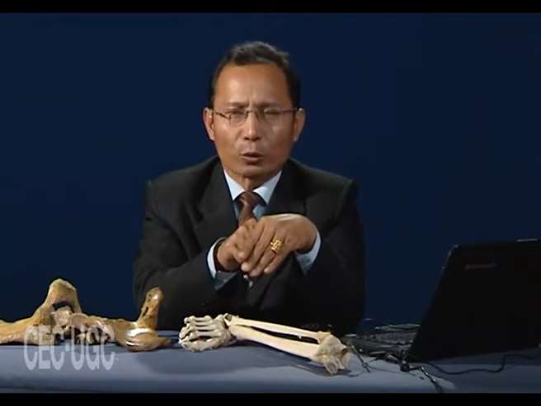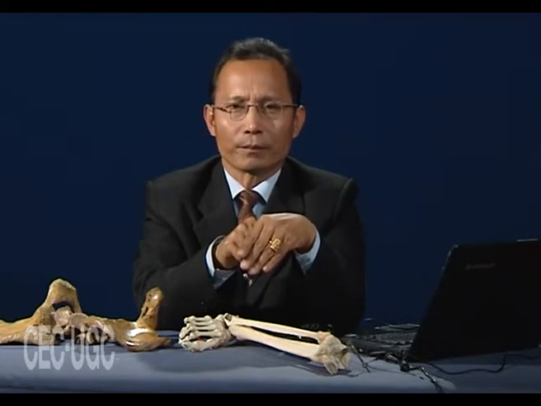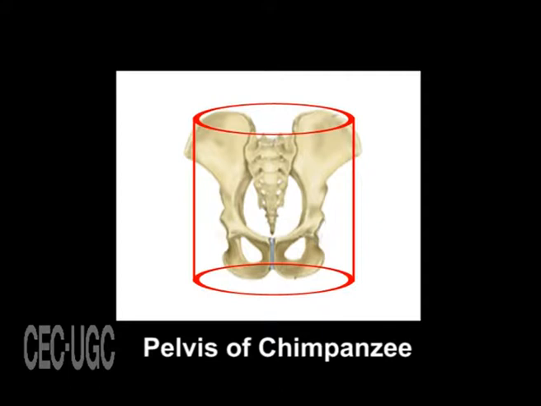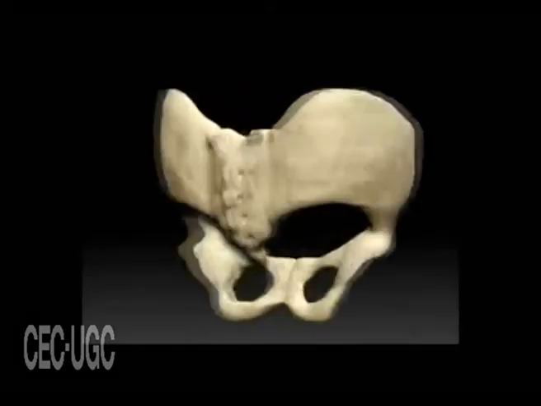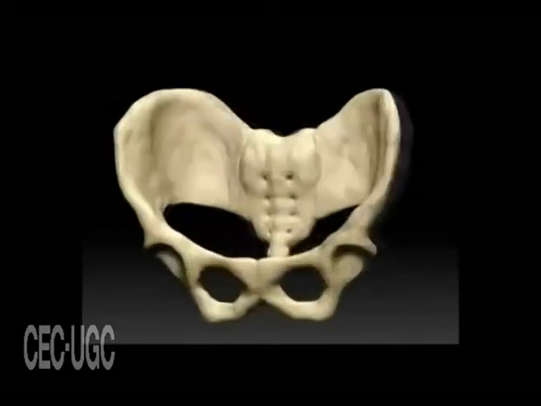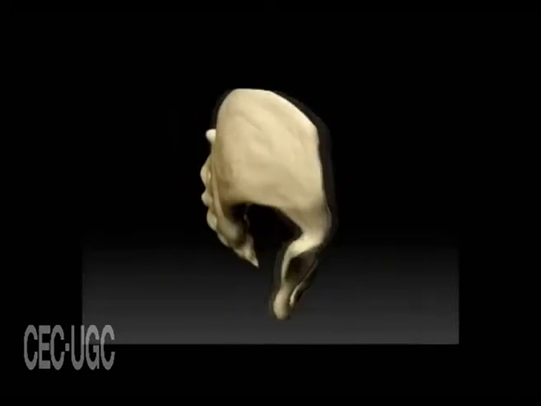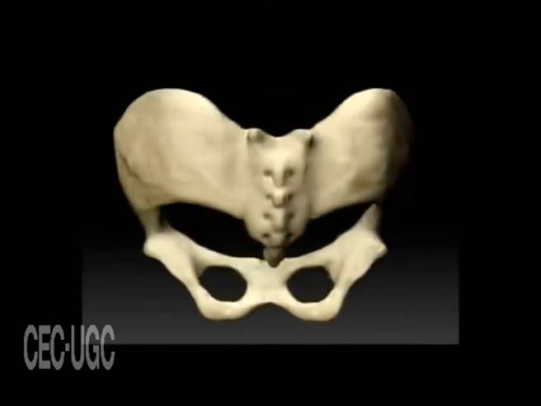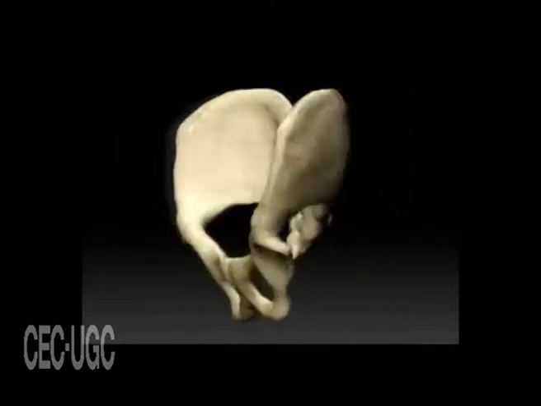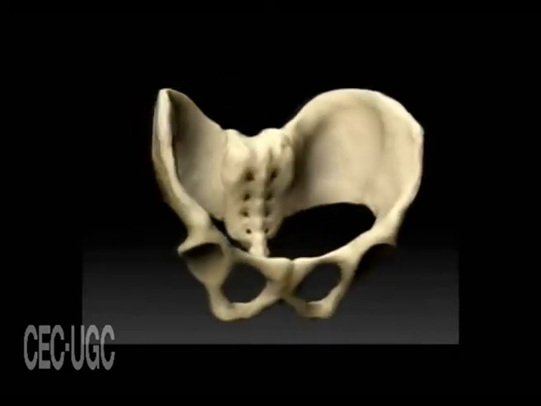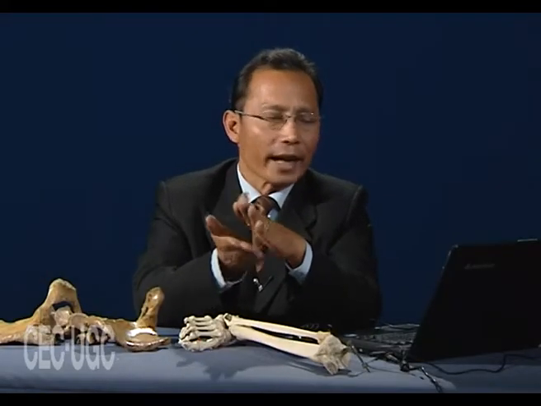Among the quadrupedal animals, the pelvis is cylindrical in shape, and in case of man, it is no more cylindrical. It is rather flattened and shortened. So in short, we say it is lower and broad.